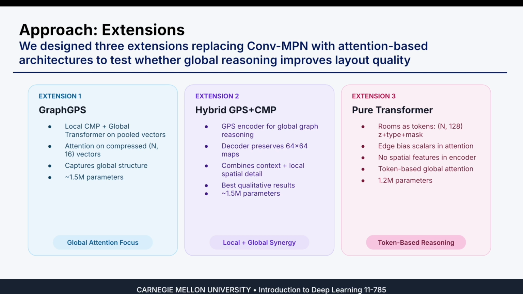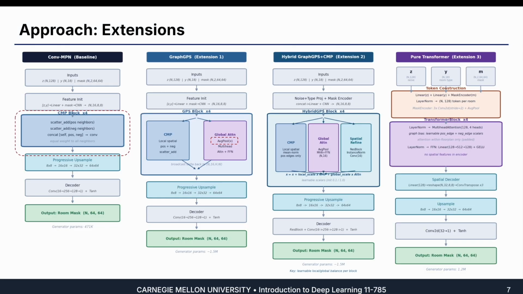First, Graph GPS adds global transformer attention on top of local message passing. The goal is to allow each room to attend to all other rooms and better capture long-range dependencies. However, we found that global attention alone is not always sufficient. So secondly, the hybrid model combines global reasoning with local spatial features. This gave our best qualitative results. Lastly, the pure transformer treats rooms as tokens, eliminates spatial inductive bias, and relies solely on token-level attention to capture relationships between rooms. This slide shows the full architecture comparison, and the key idea is that the baseline uses local message passing, Graph GPS adds global attention, the hybrid combines both, and the transformer emphasizes attention.